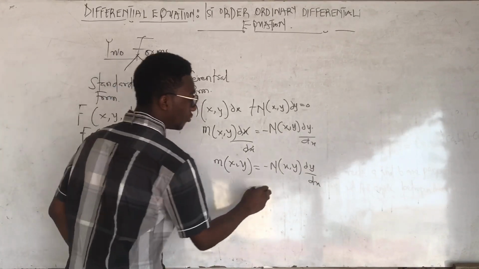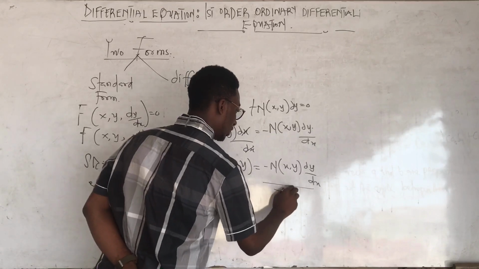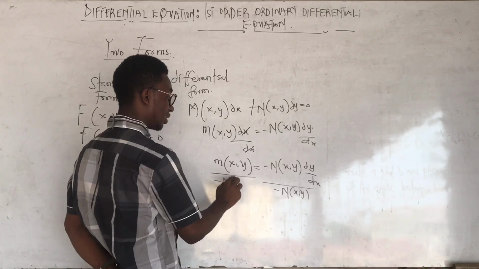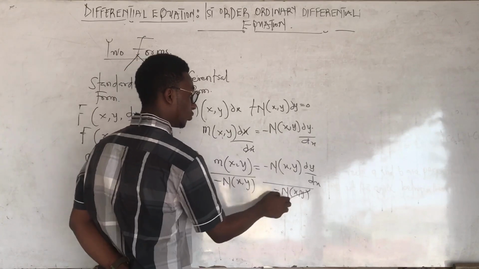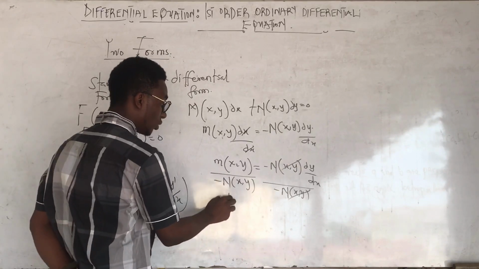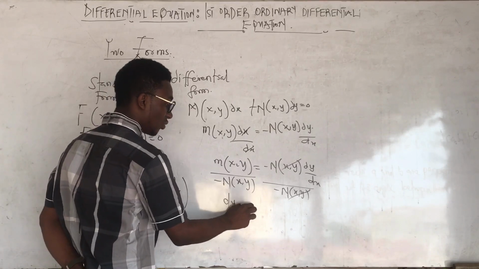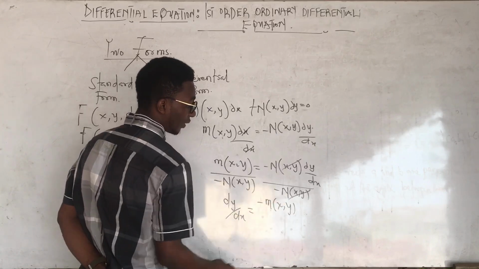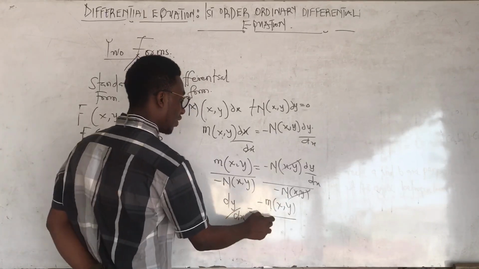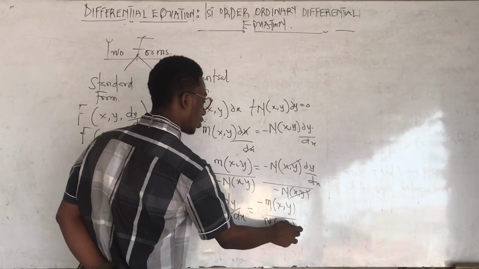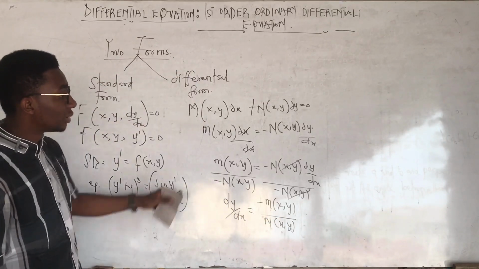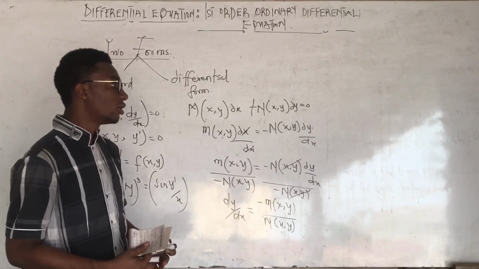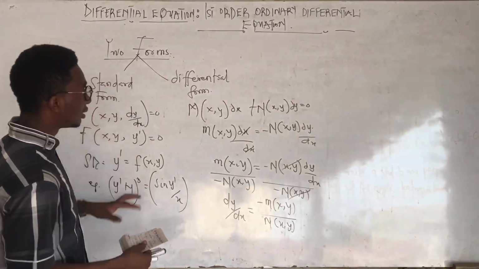So here, when you make y the subject, you divide it by the function of this, and divide it also by the function of n of x y. So this also will take this away, and finally you get dy over dx, which is equal to negative the function f of x, y divided by n of x y. So this is the differential form. This is what you are looking for in the differential form, and this is the standard form.